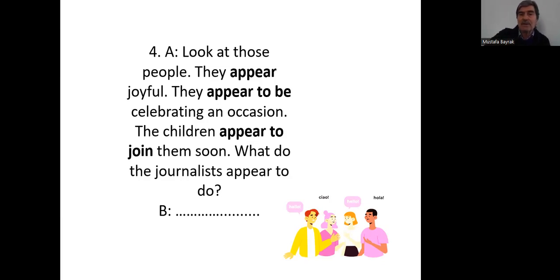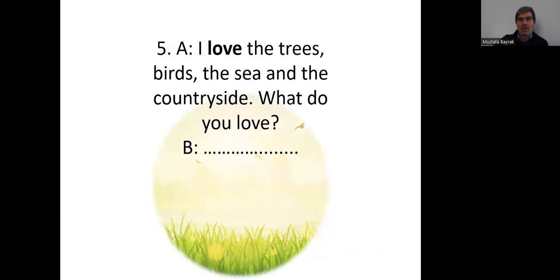The children appear to join them soon. What do the journalists appear to do? They appear to send their reports. Dialogue 5. Yes, I love the trees, birds, the sea, and the countryside. What do you love? I love the stars, the sun, the universe, all the nature.